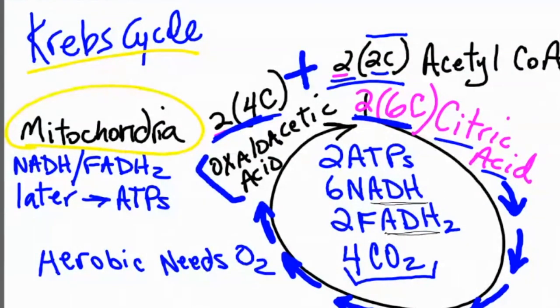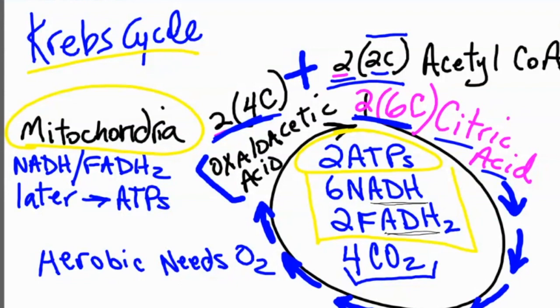So from the Krebs cycle, which takes place where? In the mitochondria, we get directly how many ATPs? 2 ATPs. But we make 2 other high energy molecules, right? We make 6 of those NADHs. We never made that many before. And we make 2 of our molecule called FADH2.